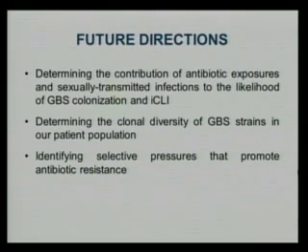So future directions are to determine the contribution of antibiotic exposure and STI to the likelihood of GBS colonization and clindamycin resistance, to do multivariate analysis on the data, and determining the clonal diversity of GBS strains in our patient population. Is the strain one strain? Is it multiplying, or is it several different strains of GBS that are resistant? Because that would give us a better idea of where that strain is coming from. And also to identify selective pressures that promote antibiotic resistance, because we don't know much about that yet.